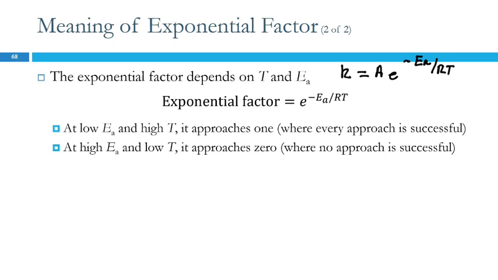Any questions? Yeah. What does R stand for? R is the ideal gas constant. Yeah. What if they're both high? If they're both high, they're going to kind of cancel each other out. Or if they're both low. So what we're doing here is we're just looking at the extremes. So you're going to have a lot of success when the activation energy is low and the temperature is high. And the opposite is true when those are reversed. And in between, it's a combination. Depends on the relative sizes.